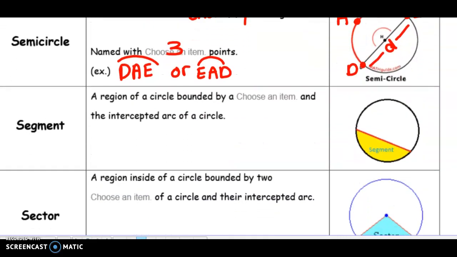A segment is a region of a circle bounded by a chord and the intercepted arc. So we have our segment right here. That's our chord. The area in between the chord and the arc of the circle is your segment.